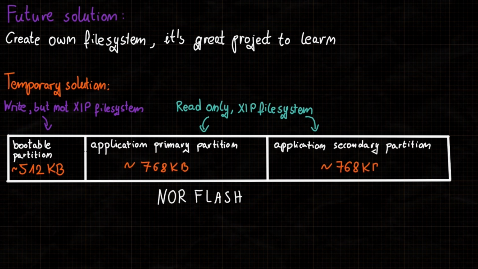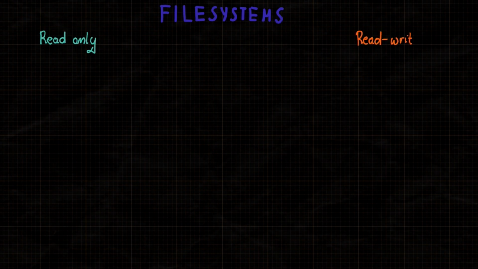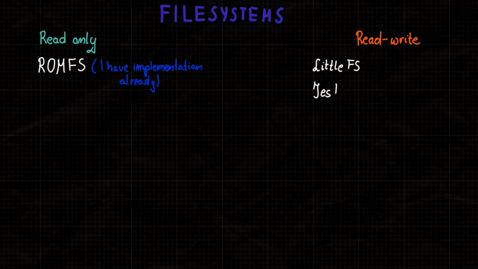Those read-only partitions will be selected from the configuration file. Since I did a huge research on the internet about file systems to find the ideal solution, I selected a few of them to compete to be used for a temporary solution. For the read-only file system, I'm going to use ROMFS because I have a ready ROMFS implementation, available on my GitHub. And for the read and write partition, I'm going to compare LittleFS, JesFS and SPIFFS.